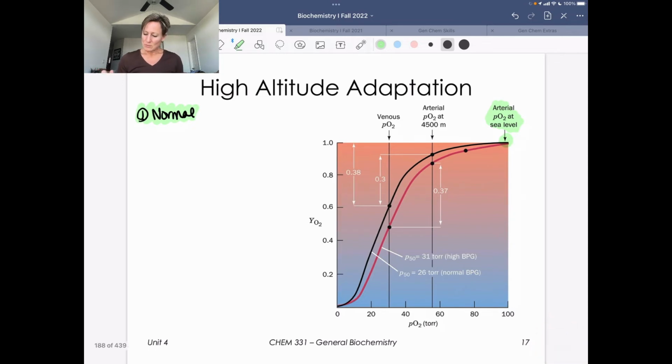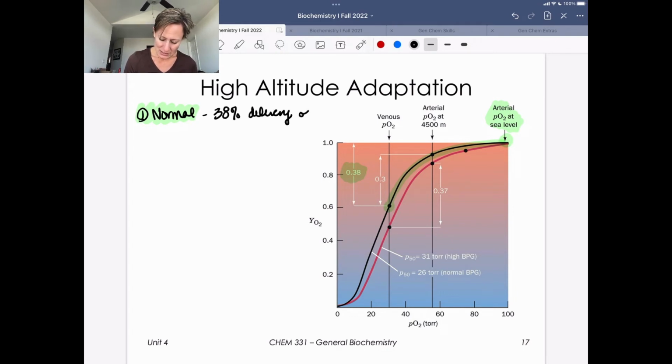And then what's going to happen as your hemoglobin travels through your bloodstream, you're going to get down to basically this point. And this 38% that's right there represents the amount that your bucket unloads. So we have a 38% delivery of oxygen.